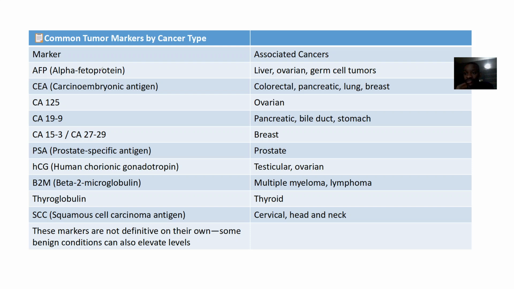Then carbohydrate antigen 125 will rise up in ovarian cancer. Then 19-9 in pancreatic, bile duct and stomach cancers. Then carbohydrate antigen 15-3 will rise up in breast cancers. Prostate-specific antigen will rise up in prostate cancer. Human chorionic gonadotropin will rise up in testicular cancers and ovarian cancers. Beta-2 microglobulin in multiple myeloma and lymphoma. Then thyroglobulin in thyroid cancers. Squamous cell carcinoma antigen in squamous cells of the cervix, and the head and neck.